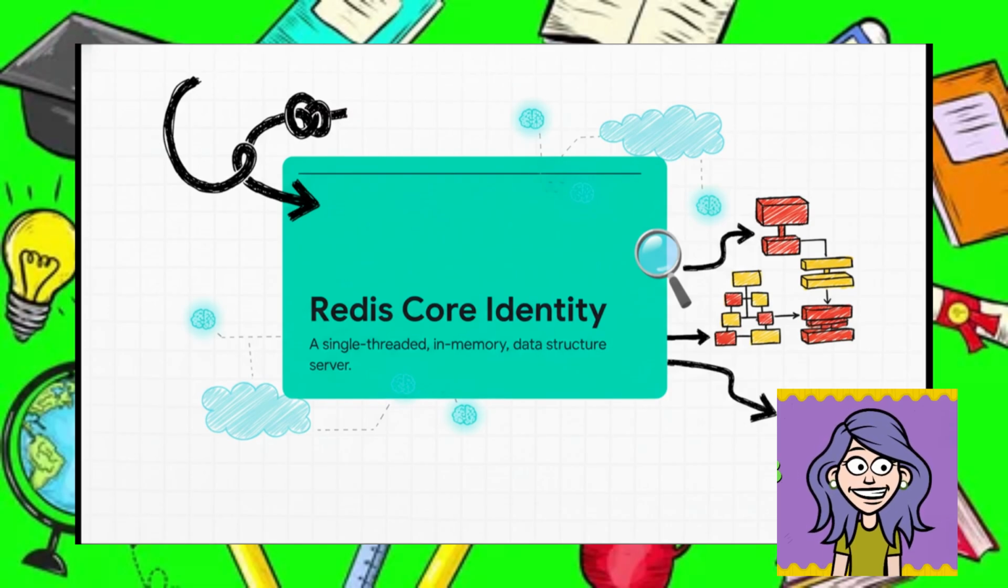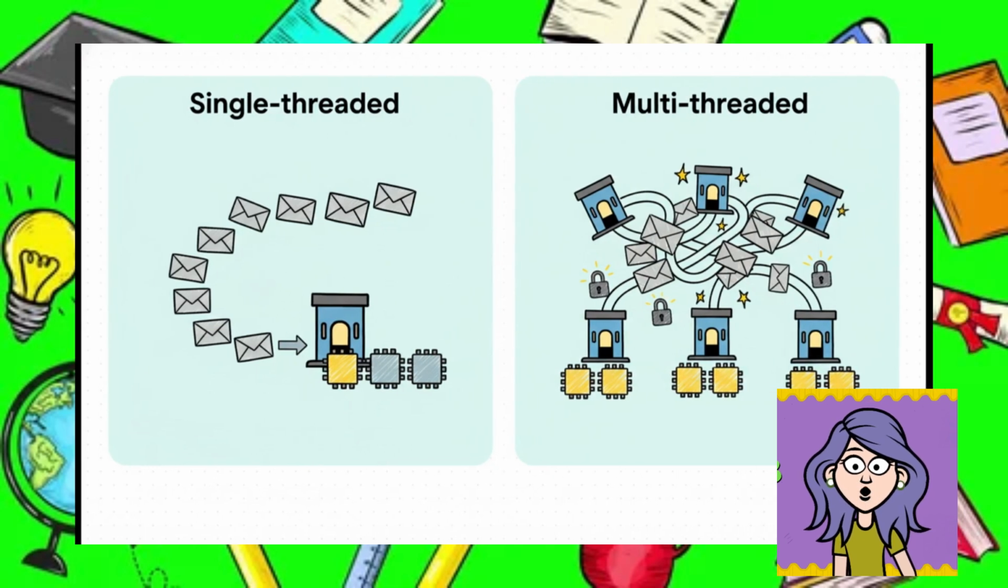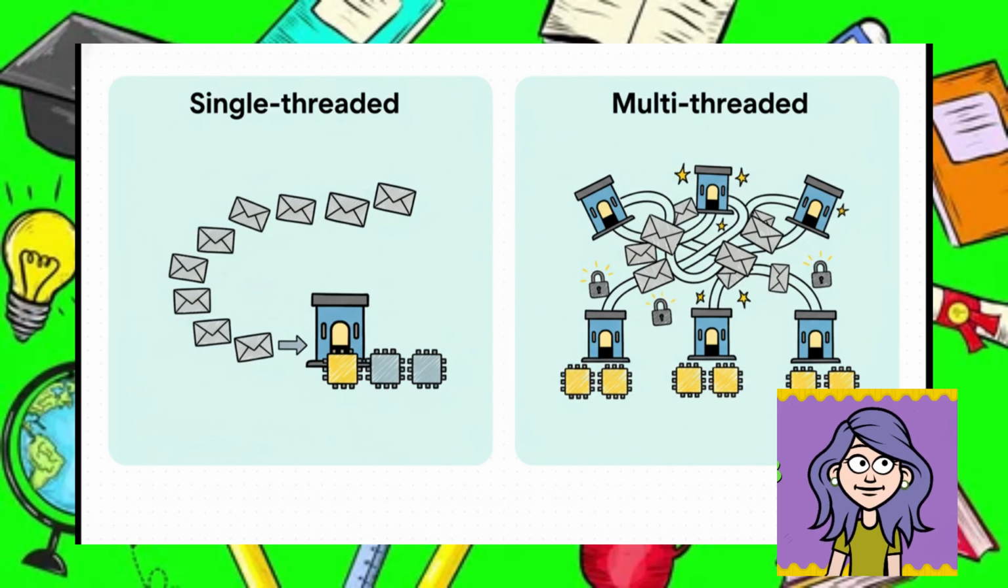Let's break them down. First up, single-threaded. Now, in a world of multi-core CPUs, that sounds like a bad thing. And in a way it is. One Redis instance can't use all your computer's cores. But the trade-off is absolutely worth it. You get simplicity and predictability. Commands run one at a time, first in, first out. This means every operation is automatically atomic, and you get to completely sidestep the nightmare of locks and weird concurrency bugs that plague multi-threaded systems.